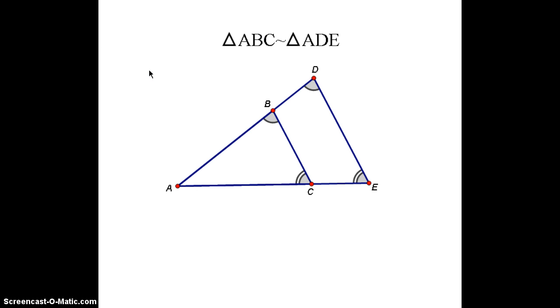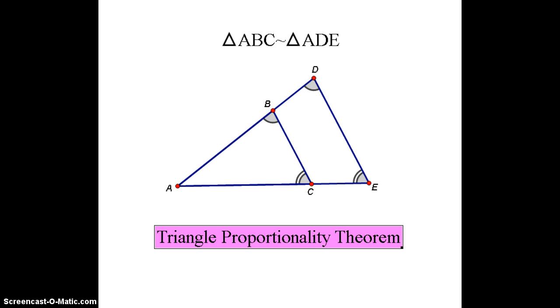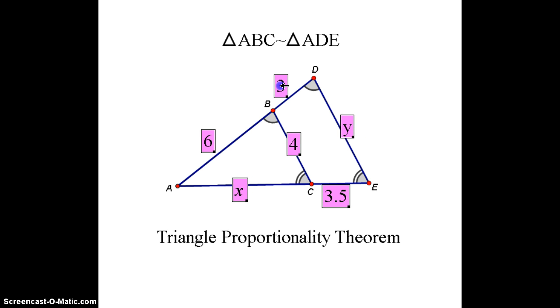Now, using either one of those pairs of corresponding angles, this and this, or this and this, we could use the corresponding angles converse to say that line segment BC is parallel to line segment DE. So, whenever we have the parallel line inside the triangle, we're going to be able to use the triangle proportionality theorem. And one thing I want to show you, though, is I want to call attention to when you can and when you cannot use the triangle proportionality theorem.